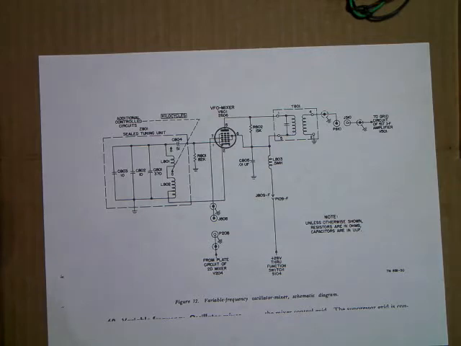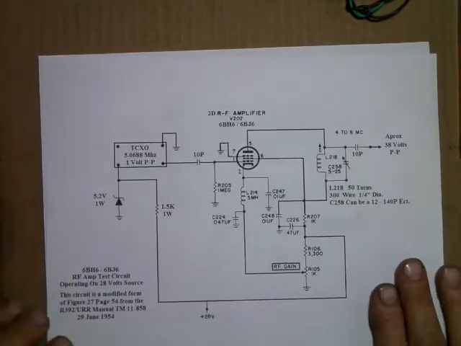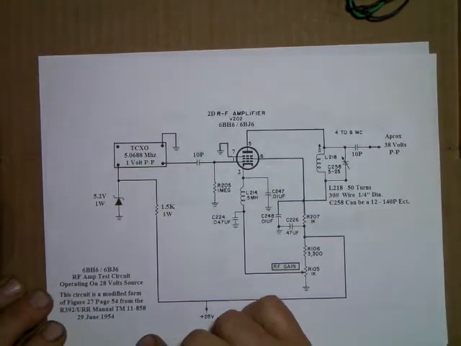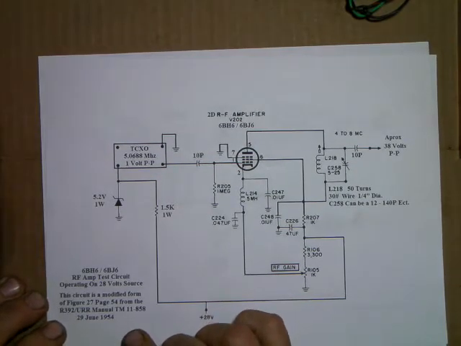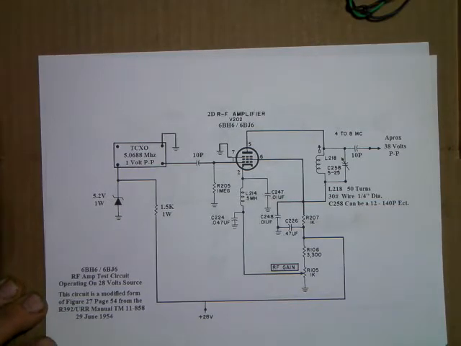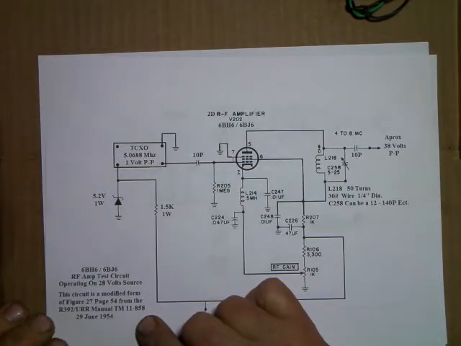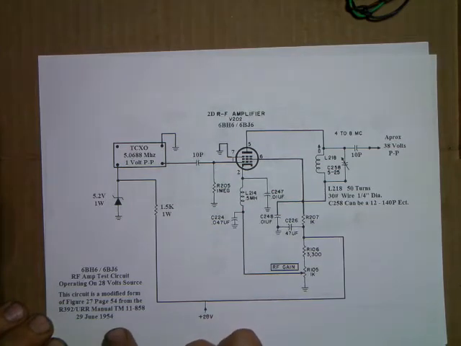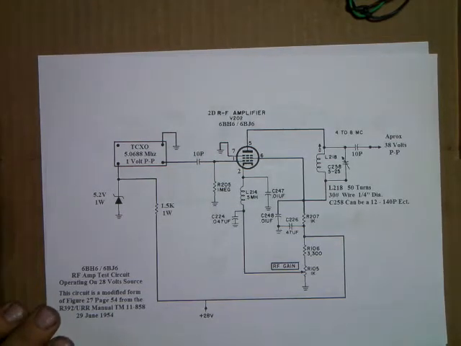Now let's see, I was going to tell you where to find that manual. I'm sorry, I'm getting ahead of myself here. Okay, the manual is in PDF form. It's the R392/URR manual. The technical manual number, the Army number, is TM11-858. And the date of the manual was 29th of June, 1954. So when you get that manual, you'll see that on the front cover, you'll know that's the right one. And this is where I'm taking all my references from.